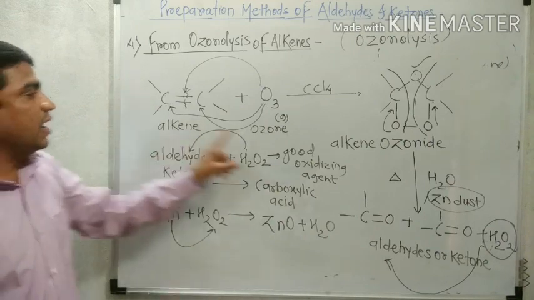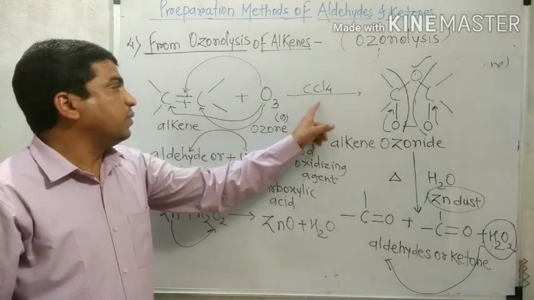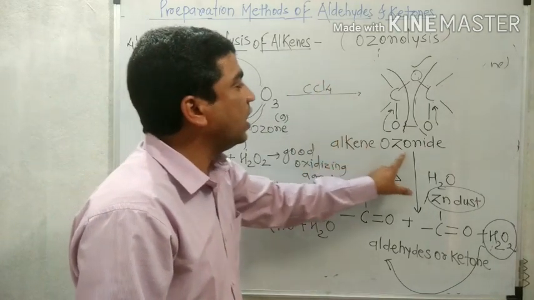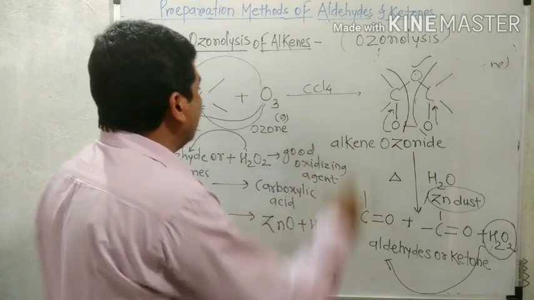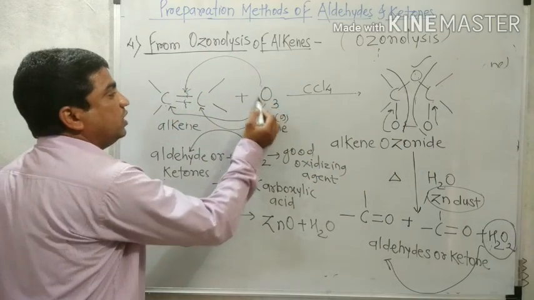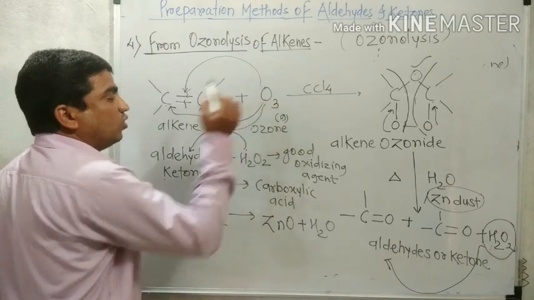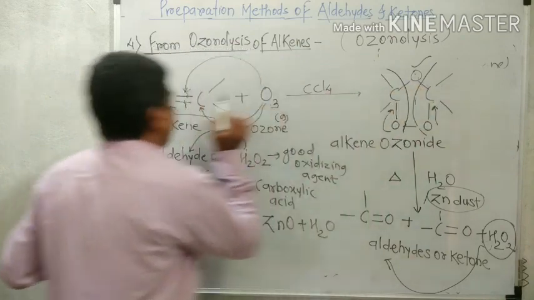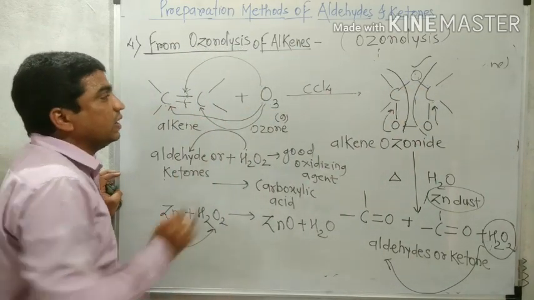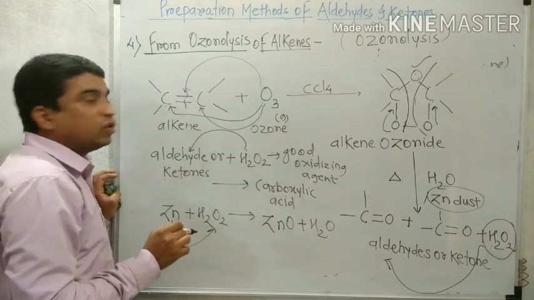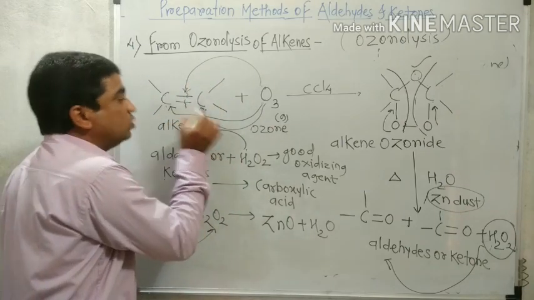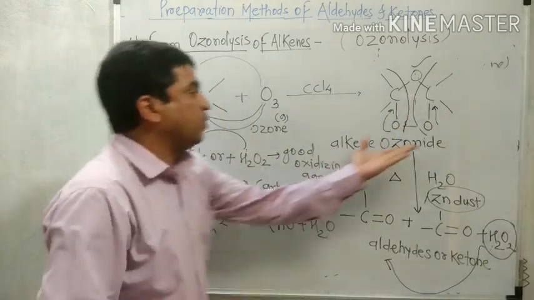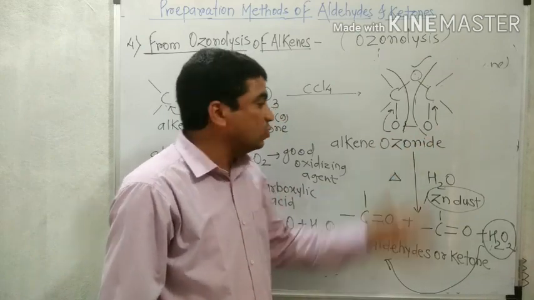When an alkene is reacted with ozone in the presence of the solvent carbon tetrachloride, the reaction first gives the corresponding alkene ozonide. How does the alkene ozonide form? Out of the 3 oxygen atoms present in the ozone molecule, one gets added in between these 2 carbons like this. For this addition, one bond undergoes breaking. 2 oxygen atoms remain out of 3. One is added to this carbon, another to this carbon. So the remaining second bond also undergoes breaking. This type of structure is obtained, which is called an alkene ozonide.